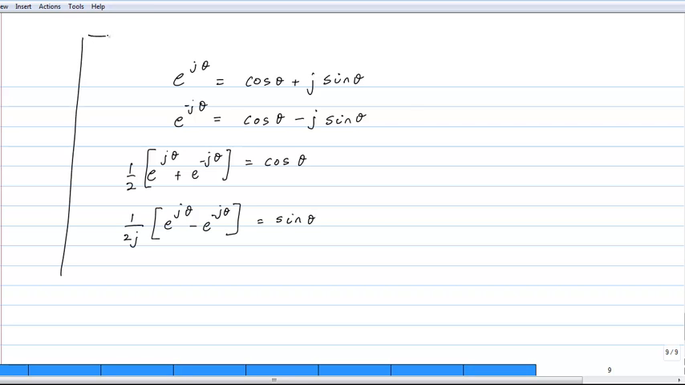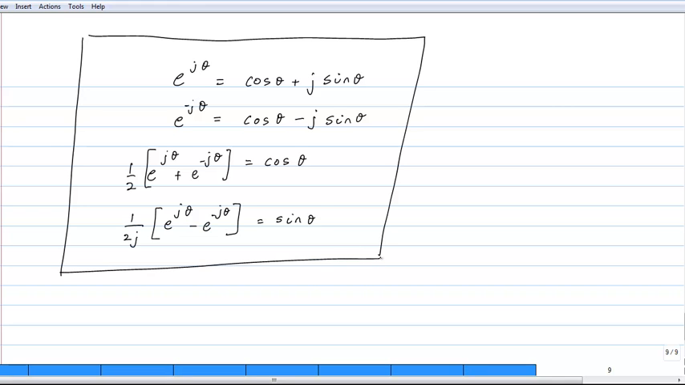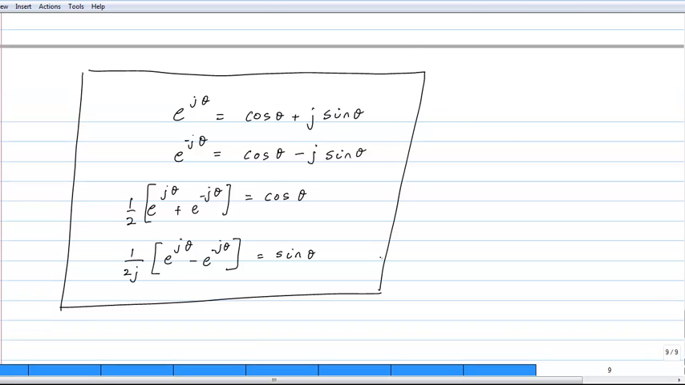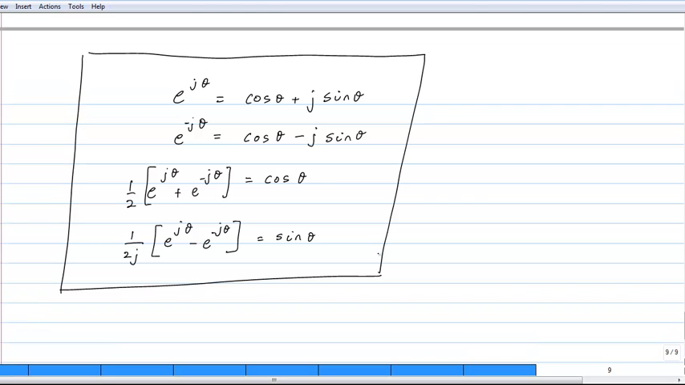So these four expressions together are very useful in doing manipulation. You should really memorize them and become very familiar with them. And notice that sine theta is 1 over 2j times e raised to j theta minus e raised to minus j theta. Let me make this very clear here. I've seen a lot of students forget this j.